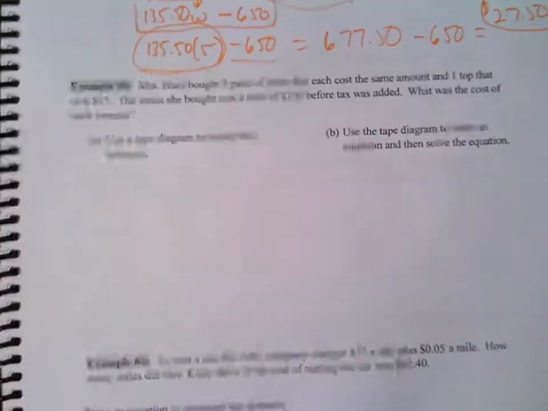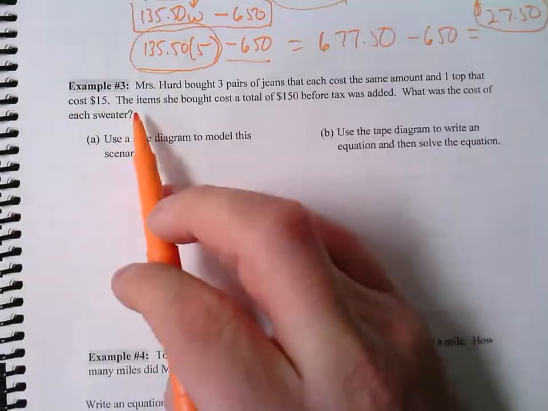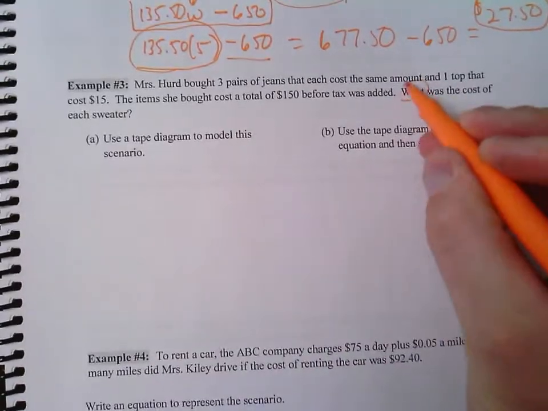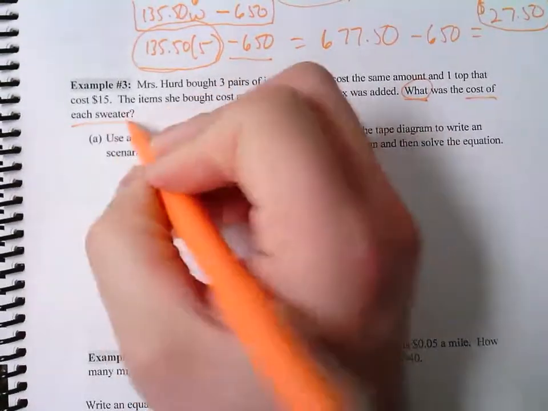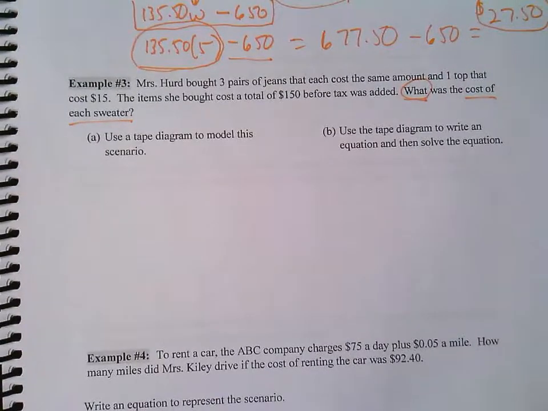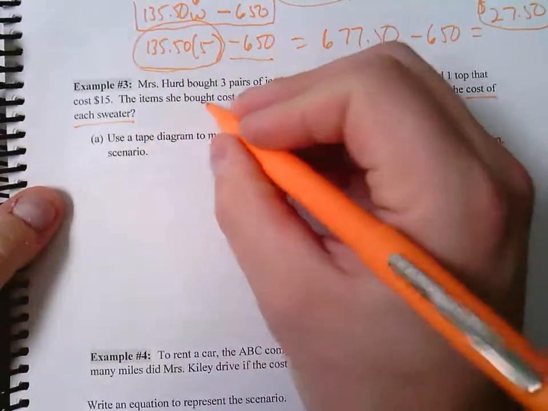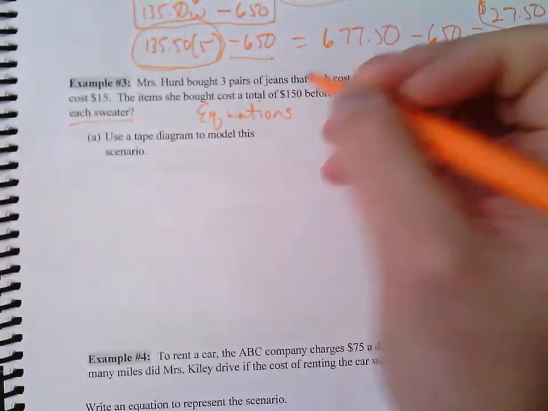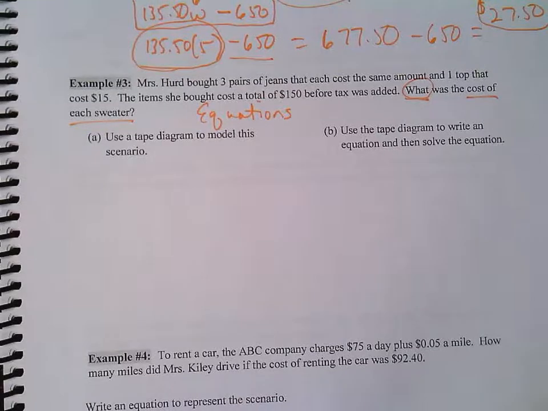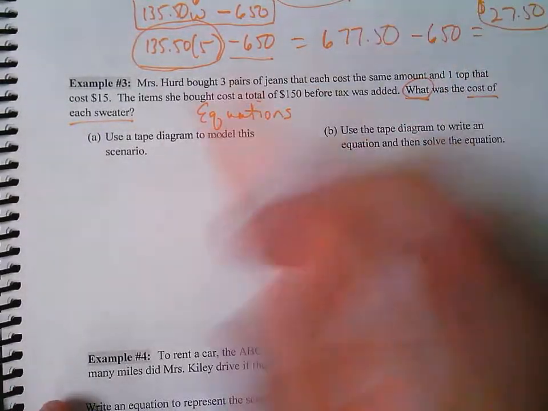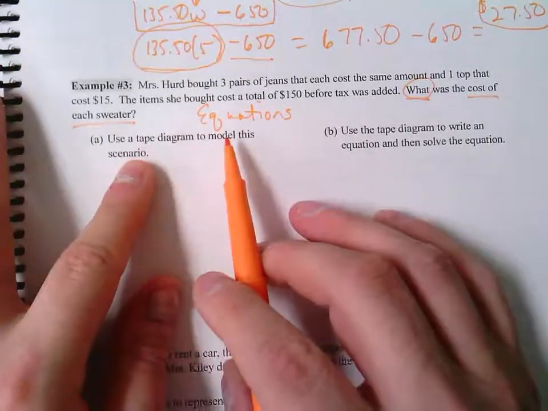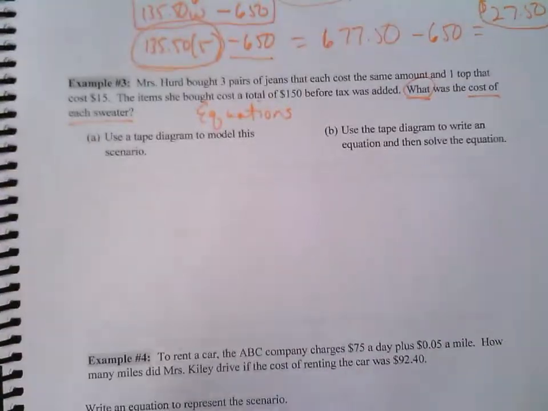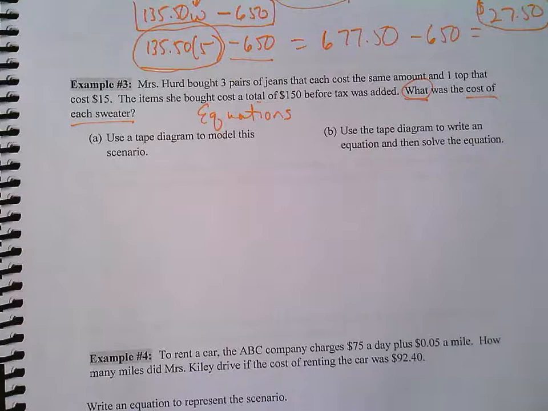Example 3. Okay, we're going to read for the gist. Look for the word what: the cost of each sweater. Right? And we are going to write an equation. I want to stress, some of the problems that you will see, especially even on the state test, will say you must write an equation, which means an equation is how you get full credit. All right, I'm actually going to use a tape diagram in this particular example to give you a visual model of how this works.